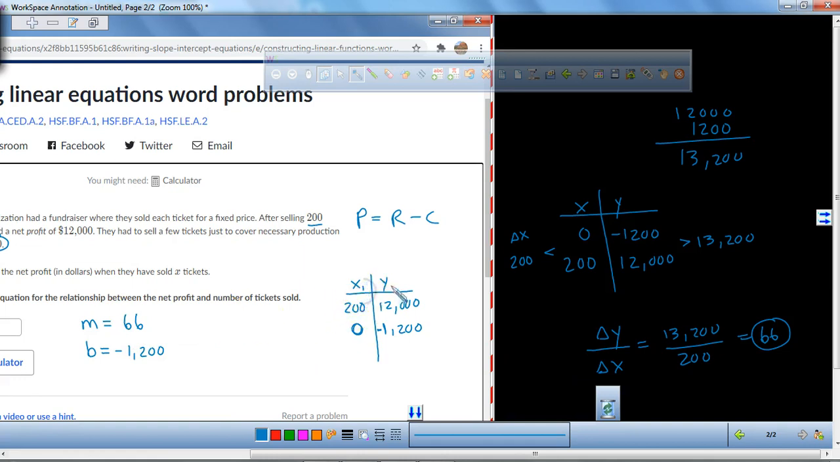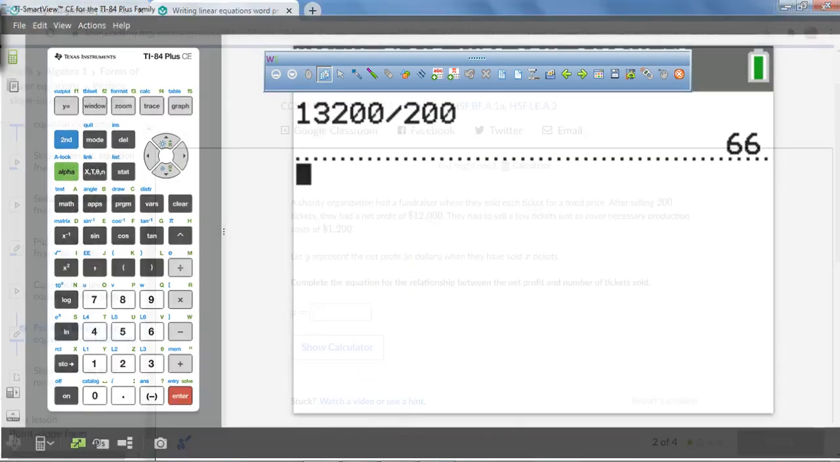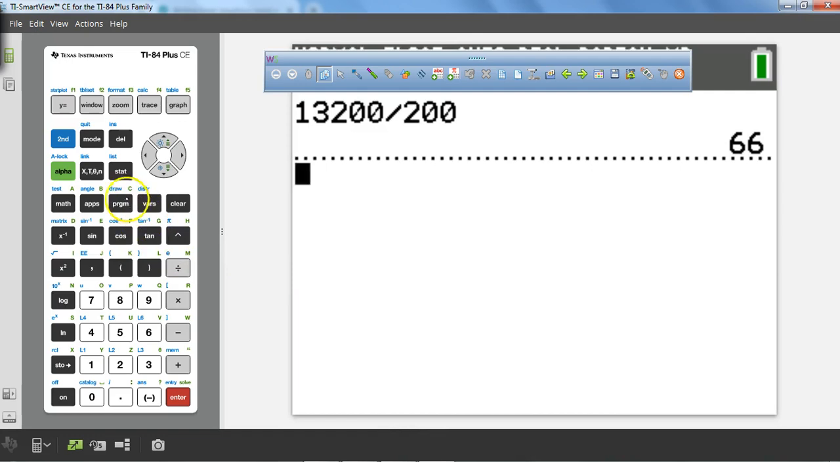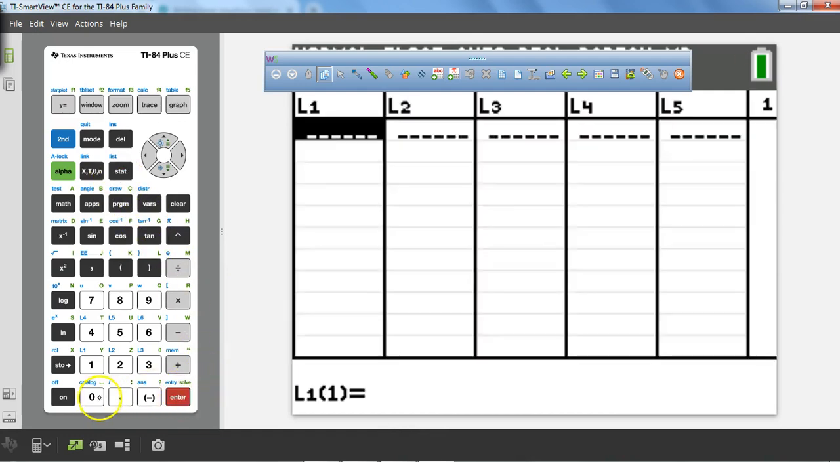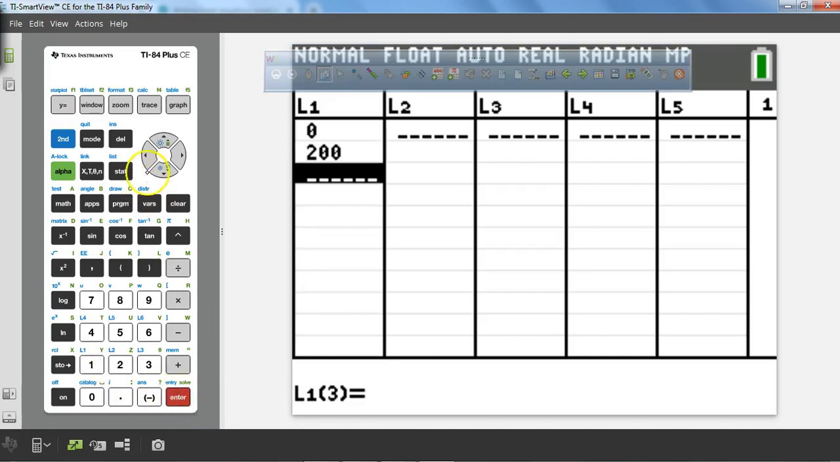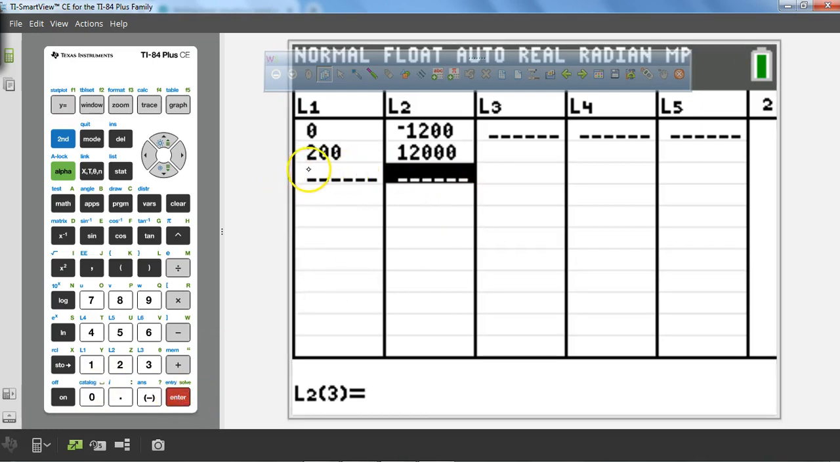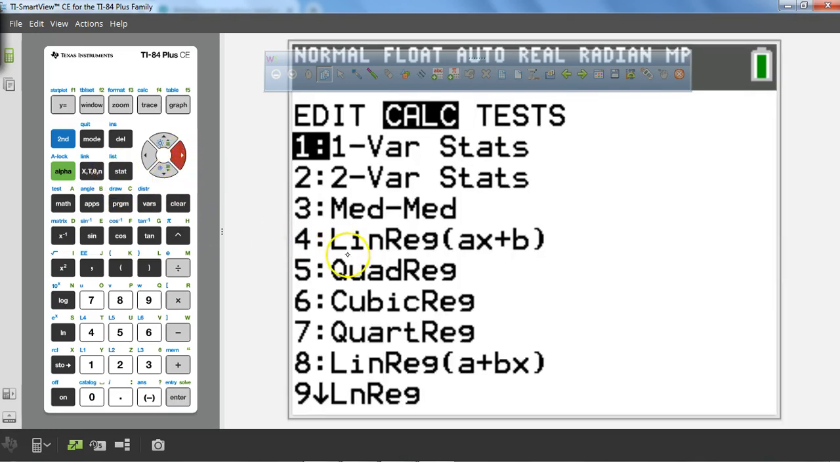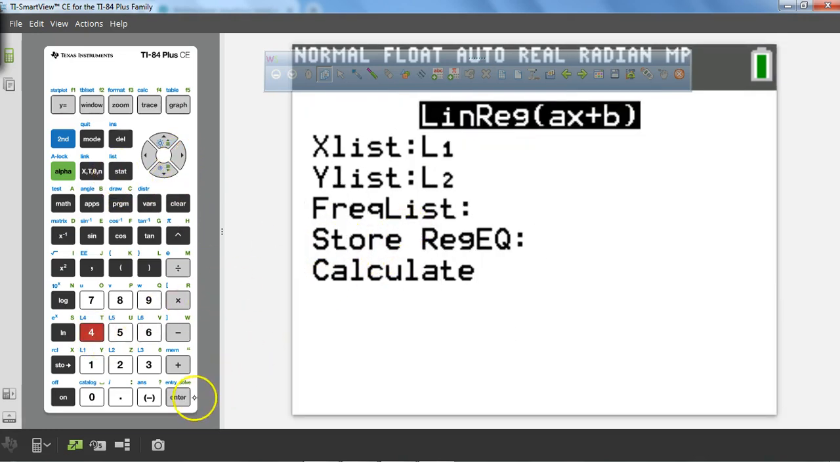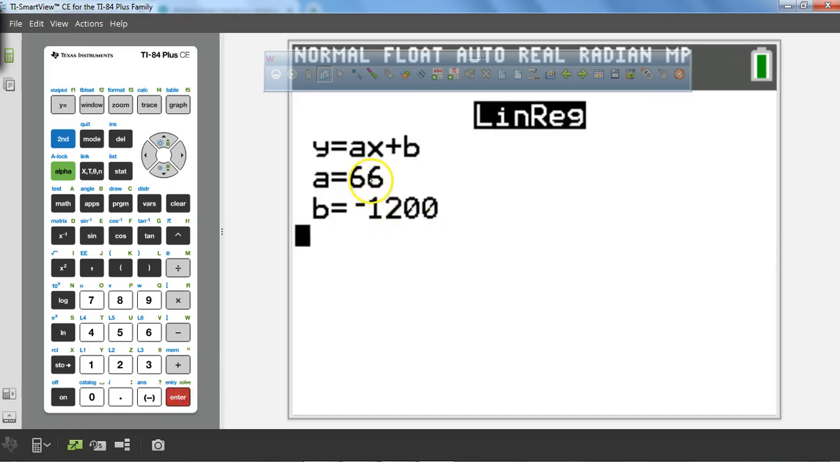Now in Desmos, if you have 2 points, you could type these 2 points into Desmos or the graphing calculator. So if you're doing the graphing calculator, here's how you would have to do it. You'd have to hit Stat, Enter, then you type in 0, and then you type in 200, and here you would go negative 1,200, and then you would do 12,000. There we go. All right, and once you type it into your stat editor, you can hit Stat, right arrow, go down to number 4, which is your linear regression, and just press all the way down here and get your slope and your y-intercept. So there's your slope and your y-intercept.